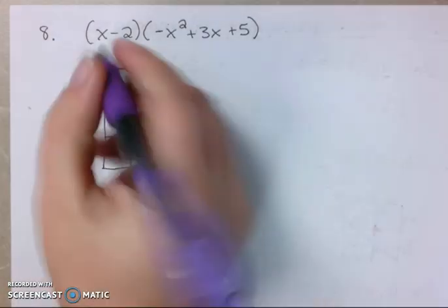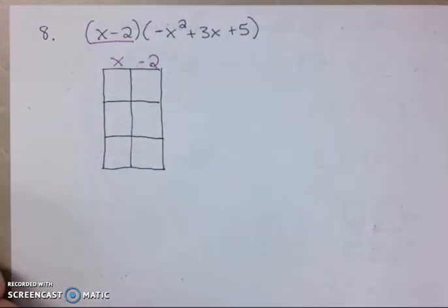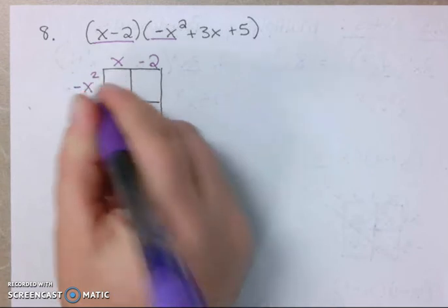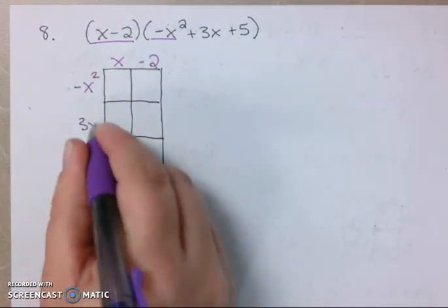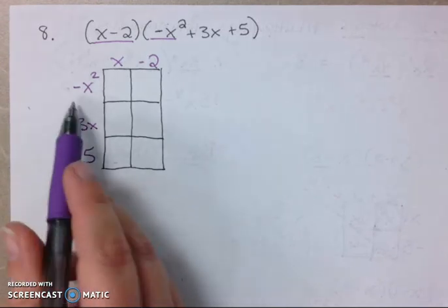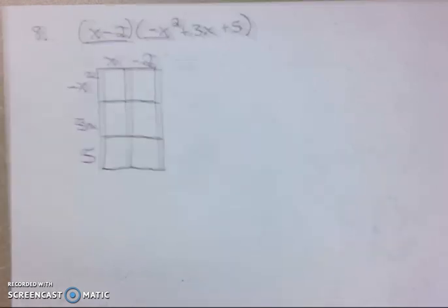Alright, so 2 across because I have x minus 2, so x and negative 2 go there. And then negative x squared is in front of this first row, 3x in the second row, and 5 here. Positives I usually don't write the plus sign, but the negatives we have to have that minus sign. Okay, everything else is the same, where we're going to multiply to get the inside of the box.